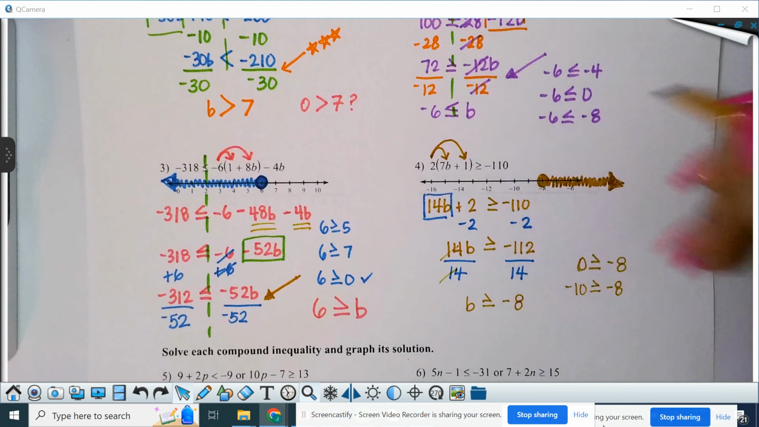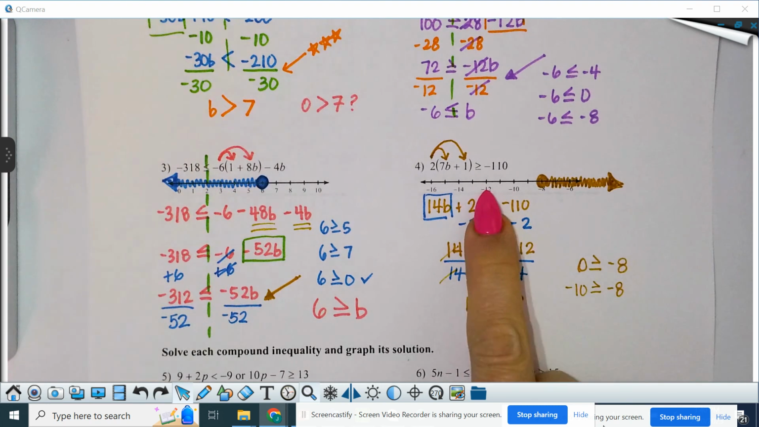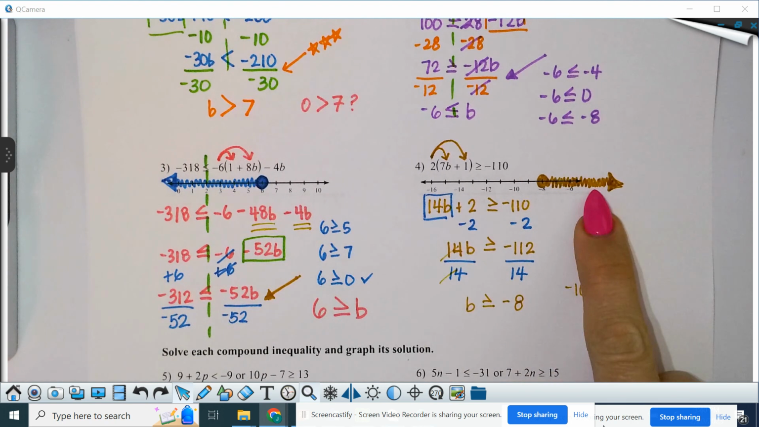So again, at this point, they could say, is negative 12 a solution to this inequality? And your answer would be no, because it's not colored in that direction. Is a negative 4 a solution to this inequality? Your answer could be yes, because it's on that solid line, the colored in line.